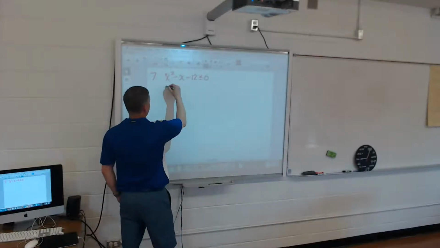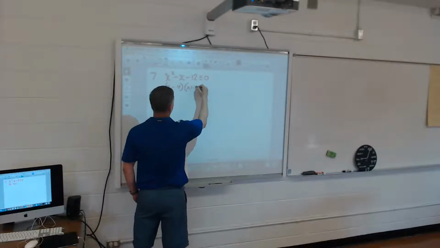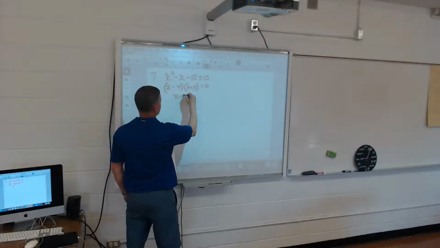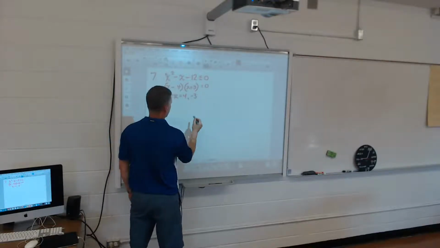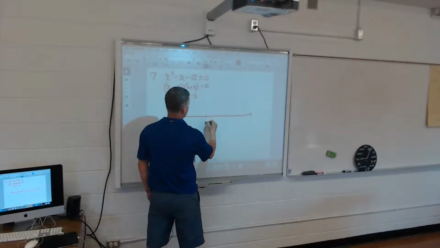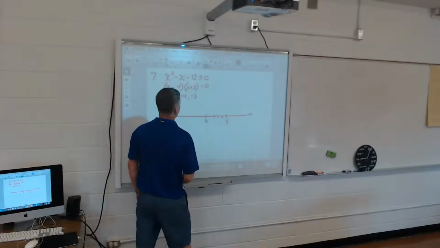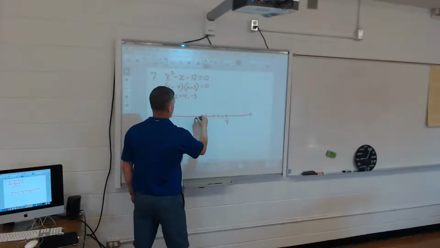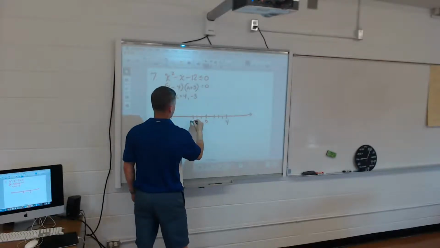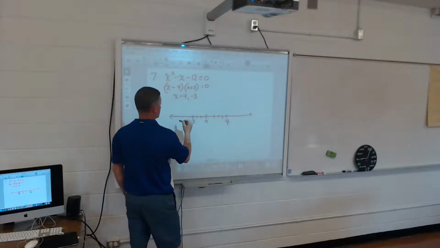So first thing I do is I'm going to factor this and change it to 0. Therefore, my x is equal to 4 and negative 3. So let's draw my number line. Put 0 here. So I've got 4, negative 3. Just change the colors up a bit here. So that's negative 3. That's 4. Show my roots.